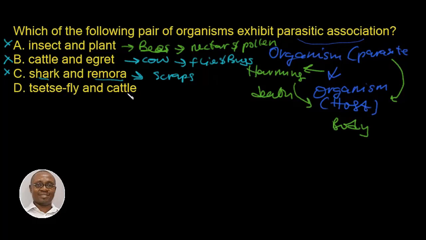Option D, tsetse fly. Cattle are bitten by blood-sucking tsetse flies, and this makes most livestock susceptible to diseases caused by these blood-sucking tsetse flies, and these can lead to the death of the cattle. Okay, good. So this is a typical example of a parasitic relationship that is harming and even causing death of the host. Okay, so this answer option D is the right answer.